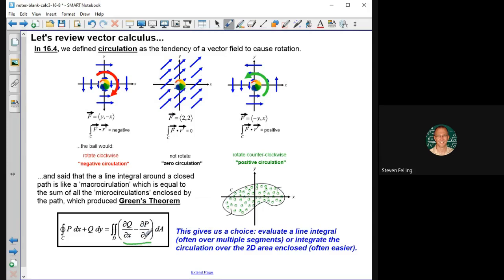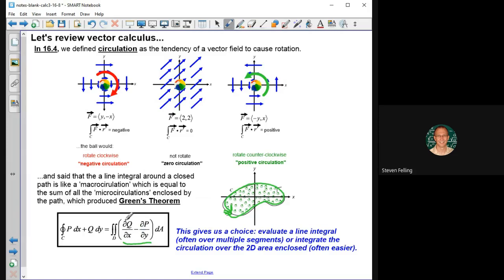minus dP/dy. And then we said there was a thing called Green's theorem that said that conceptually, if you're taking the path integral around a closed path through a 2D domain, then that's really a circulation, but it's really the summation of all the microcirculations that are enclosed. So instead of taking the line integral around a path, if it's a closed path, you can use Green's theorem to do a double integral of the circulations that are enclosed, right?